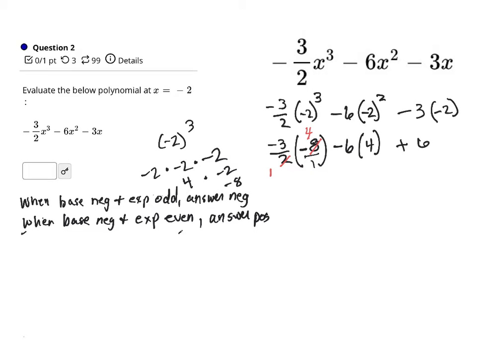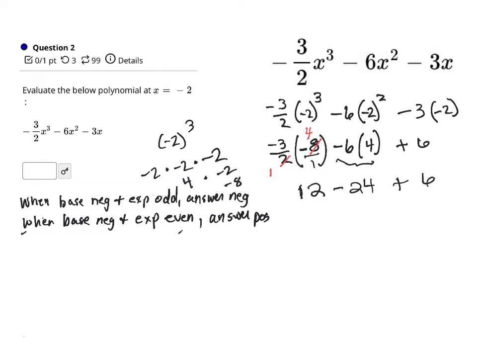All right, be careful with our signs. Negative times negative is going to be a positive, and that's 3 times 4, so that's a positive 12 here. Then negative 6 times 4 right here, that's going to be a negative 24. Notice the negative 6 and the 4 are right beside each other, so that means multiply. And then we're going to bring down our plus 6.